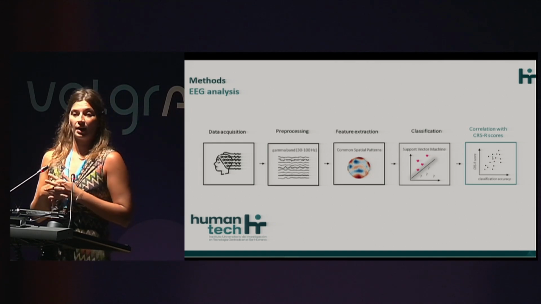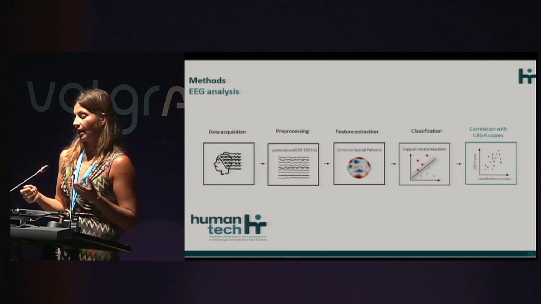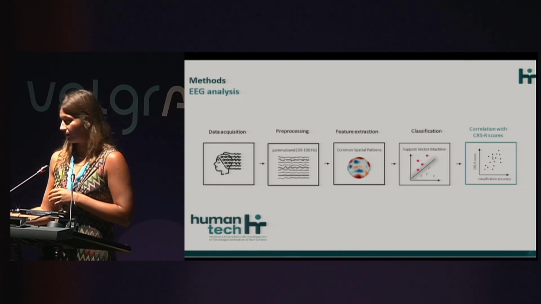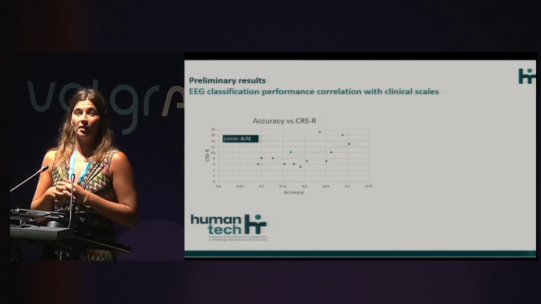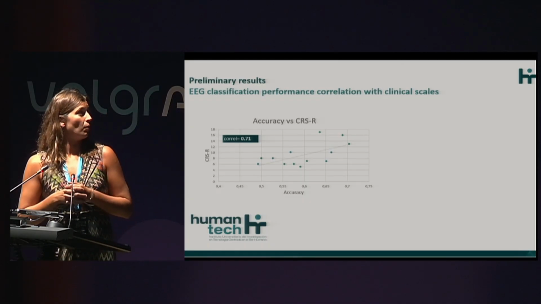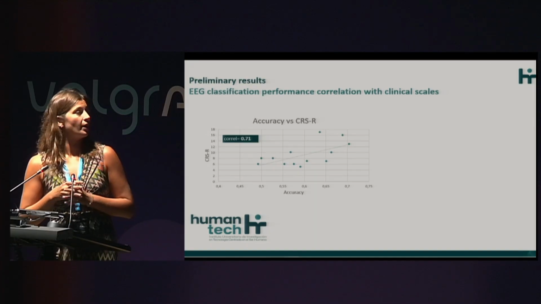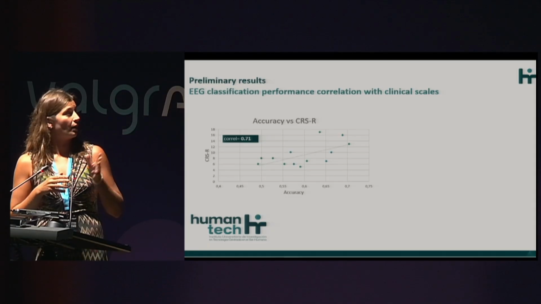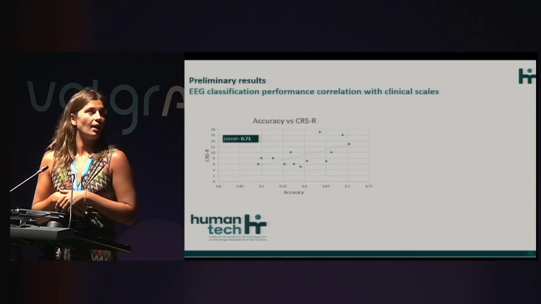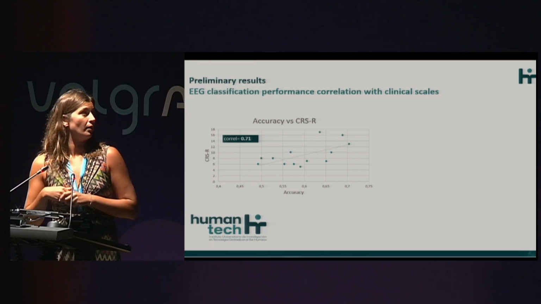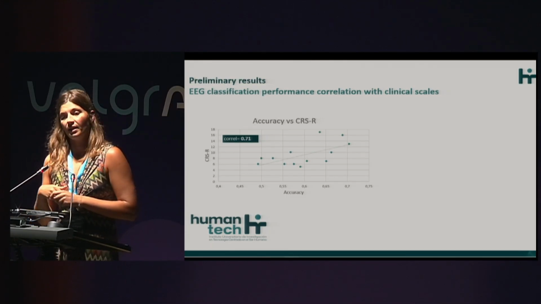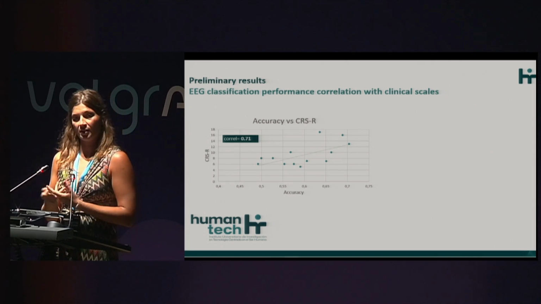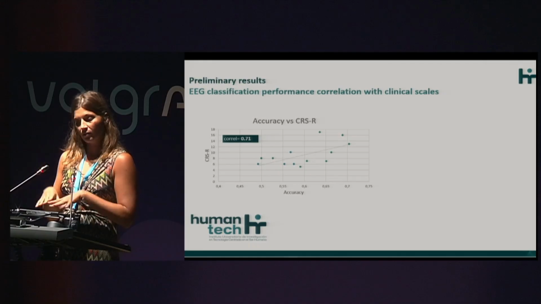We also assess the correlation between the traditional clinical scales, like the Coma Recovery Scale Revised, and the performance of our models. And we found a strong correlation of 0.71 between those 2 variables. So here, in this graph, every dot represents a patient, and on the y-axis, the clinical scale, and on the x-axis, the accuracy of the model. So what does this mean? It means that the model could better distinguish between the responses of the patients when they were diagnosed a higher level of consciousness.